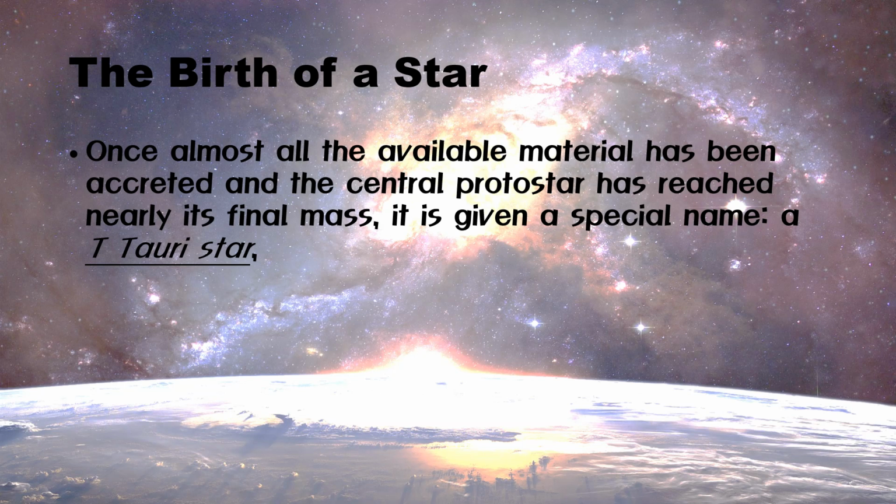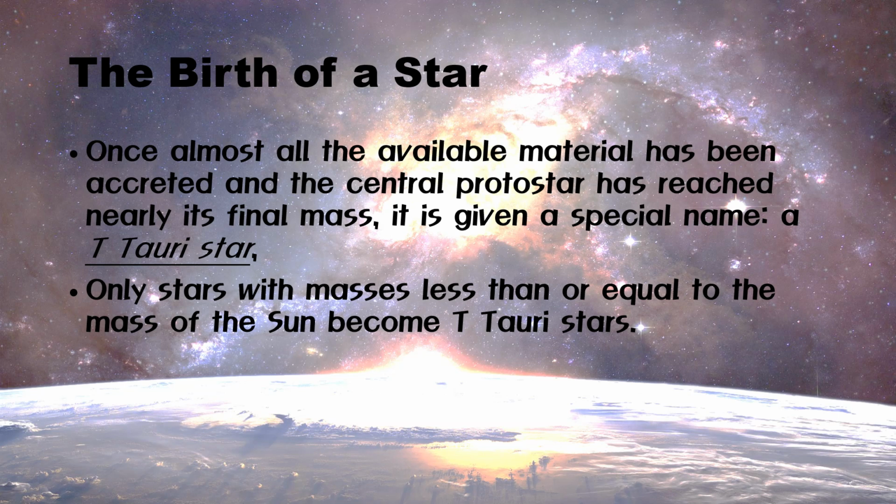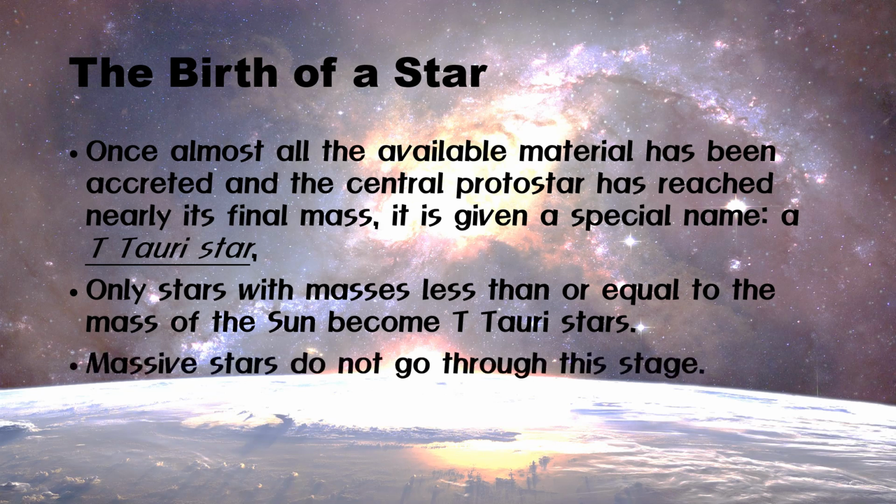Now, once almost all the available material has been accreted and the central protostar has reached nearly its final mass, we give this a special name, a T Tauri star. Now, only stars with masses less than or equal to that of our own sun become T Tauri stars. Massive stars do not undergo this stage. In fact, they tend to skip it completely.